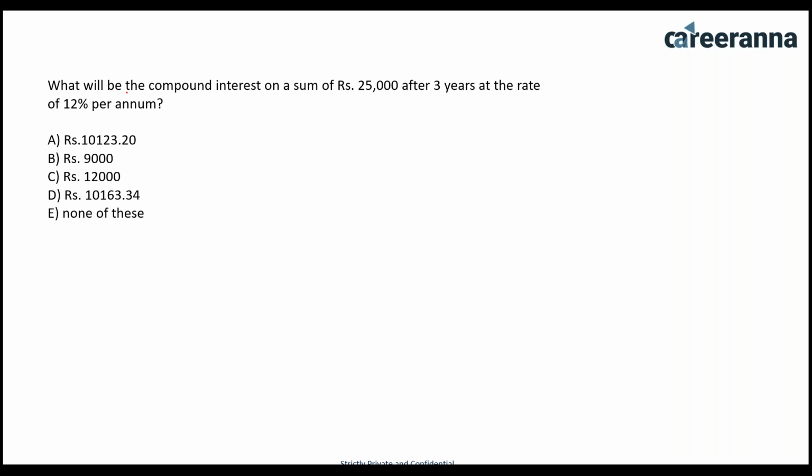Okay, what will be the compound interest on a sum of rupees 25,000 for 3 years at the rate of 12% per annum? And you have 4 options and 5 options, I guess. None of these. Try to solve it out. Very easy question. Please do not use a calculator.